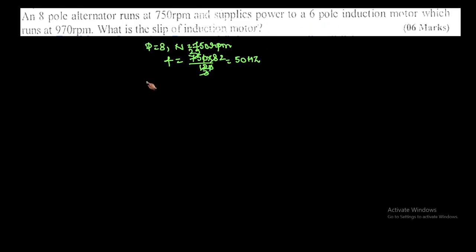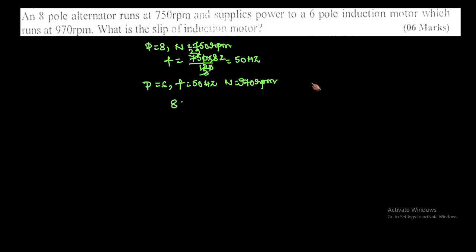Power to a 6-pole induction motor. So the induction motor is having 6 poles. Frequency will be 50 Hz. Next, running at 970 rpm. What is the slip?